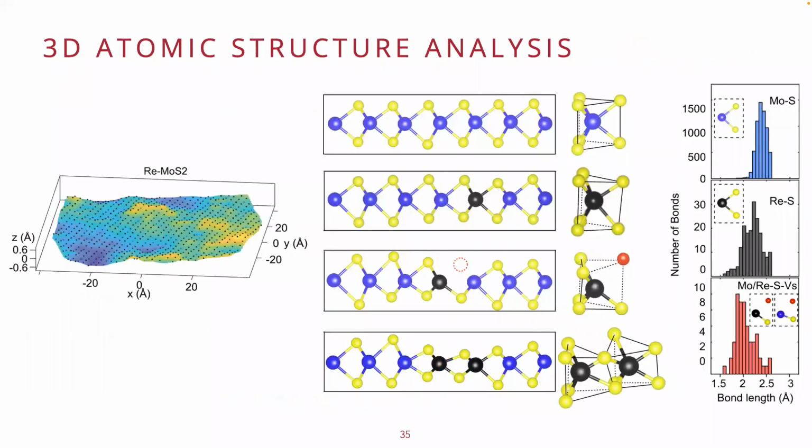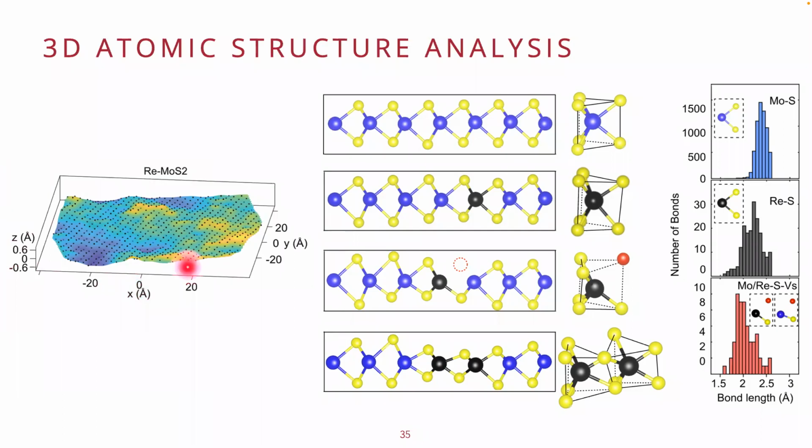So we can do the same type of analysis. Once we have the actual atomic coordinates, we can start to look at the actual atomic bonding, right? One of the things on the left-hand side, this is the z-axis. You can see that there is quite a bit of rippling in this film, right? And we're able to capture that.